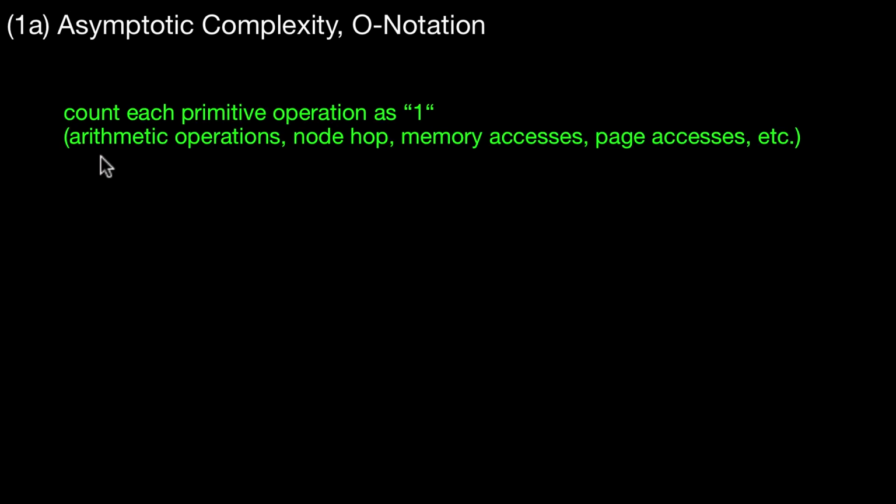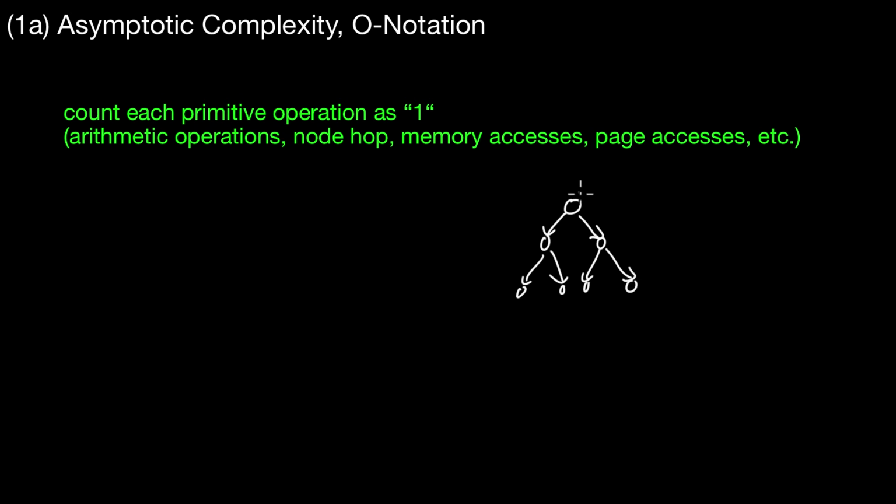So, analytical modeling, usually what you learned about already is this asymptotic complexity and the O notation. So what that means is you have some sort of model, which means you count each primitive operation as one. So typically arithmetic operations, node hops in the tree, memory accesses, page accesses, and so forth. You have a model in your head. So for a binary search tree, for example, if this is your binary search tree, let's draw a tree. So here's our tree. Okay, it's a small tree, whatever.